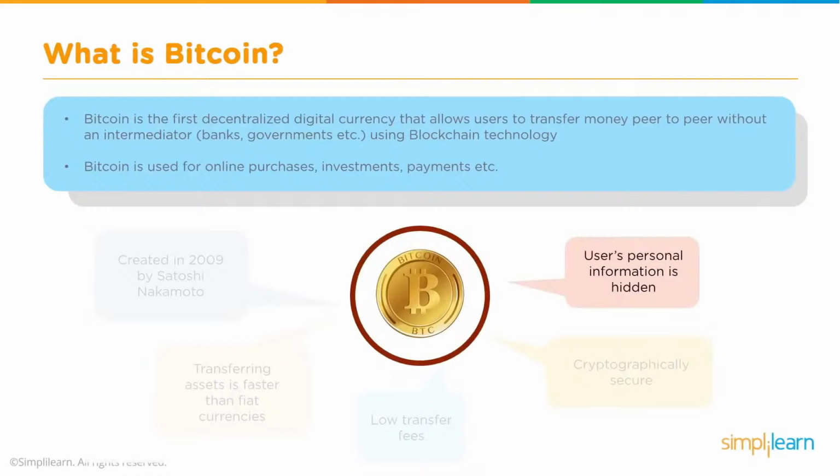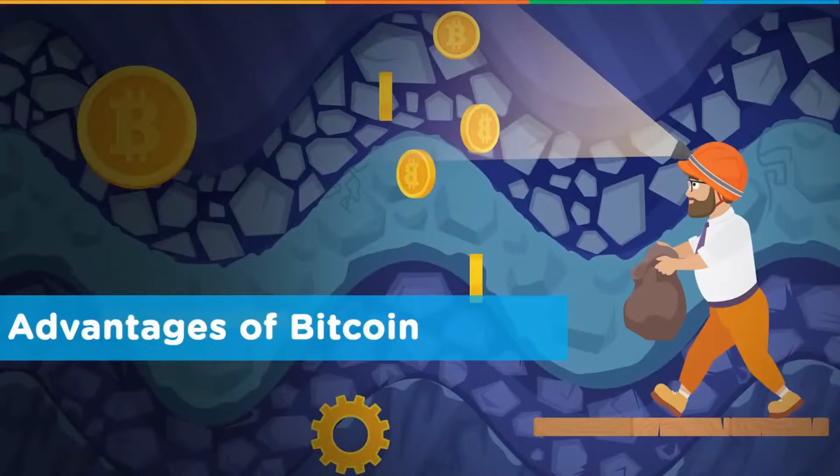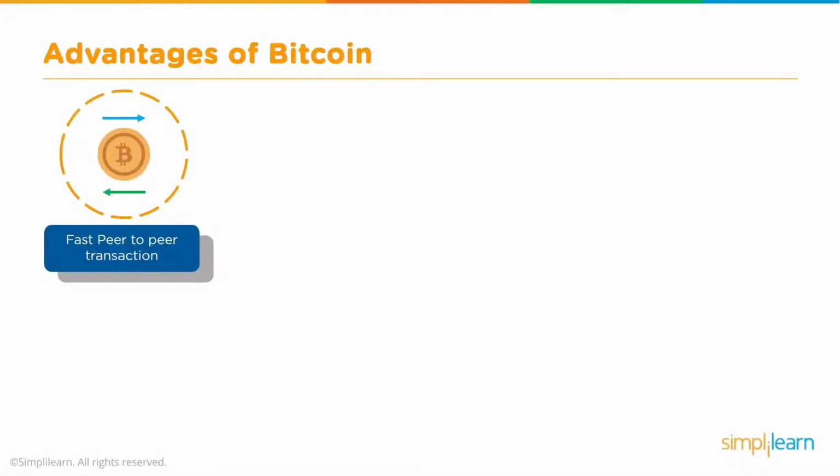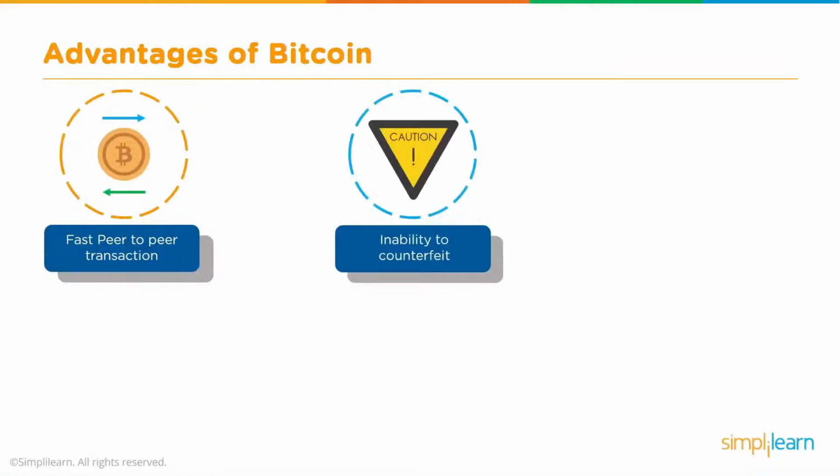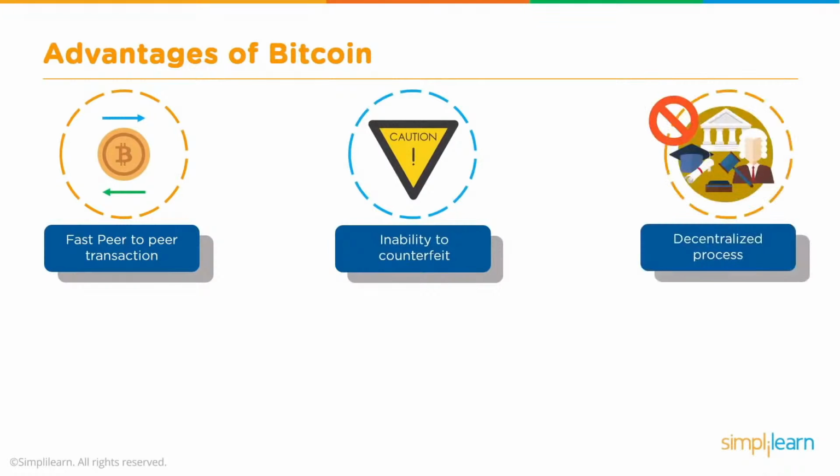And the users' information who are doing the transactions or are part of the network is also hidden and secure. Now, what are the advantages of Bitcoin? So it allows fast and quick peer-to-peer transactions. It is impossible to counterfeit or hack the transactions which are running on a Bitcoin network. And it's an overall decentralized process. There is no centralized body which is controlling the transactions or charging a fee in order to validate the transaction. It is the participants in the decentralized network who are taking care of the sanity of the network, thereby making sure that the overall transaction cost is low.